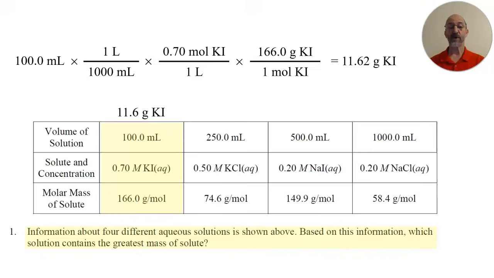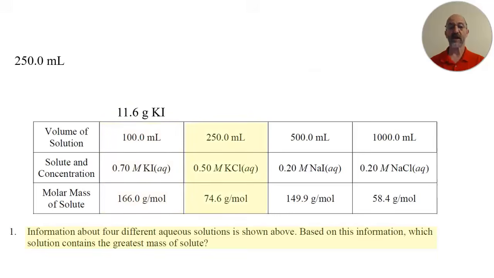Now I'm going to move on to choices B, C, and D, and then we will eventually use the same procedure for choices B, C, and D. So starting with choice B, 250 milliliters. This is my conversion to go from milliliters to liters. Then I'm going to use the 0.50, and that's capital M for molarity.